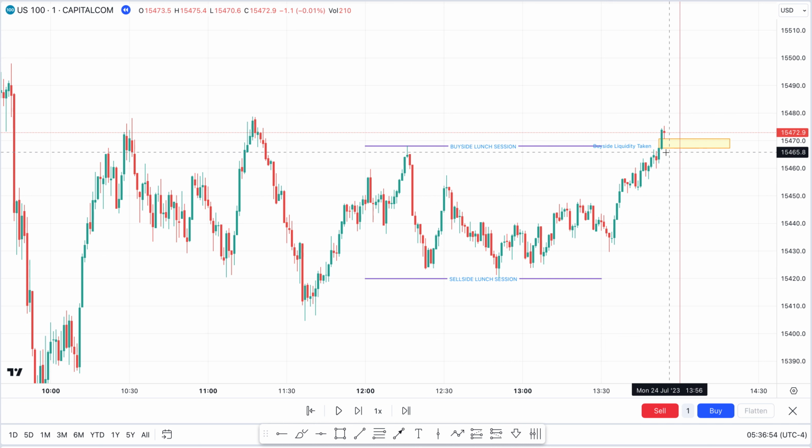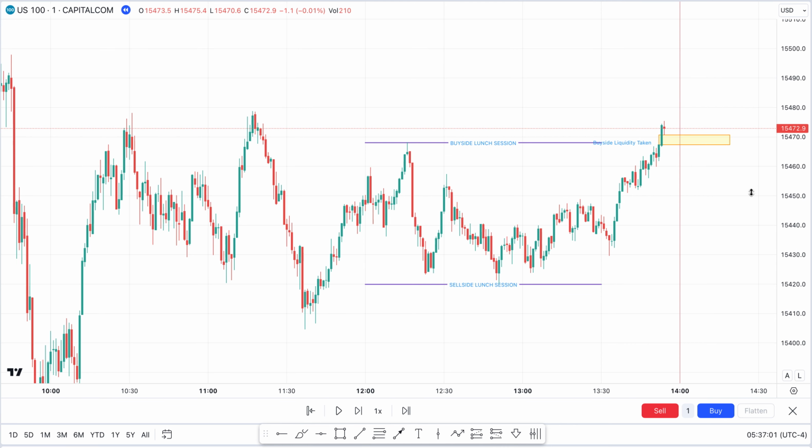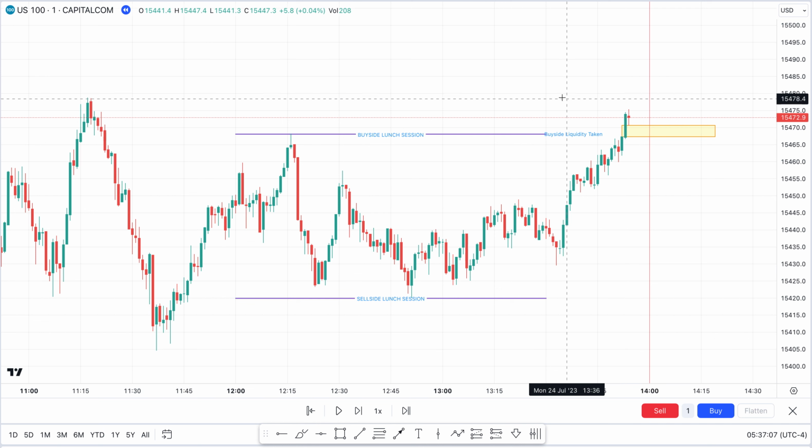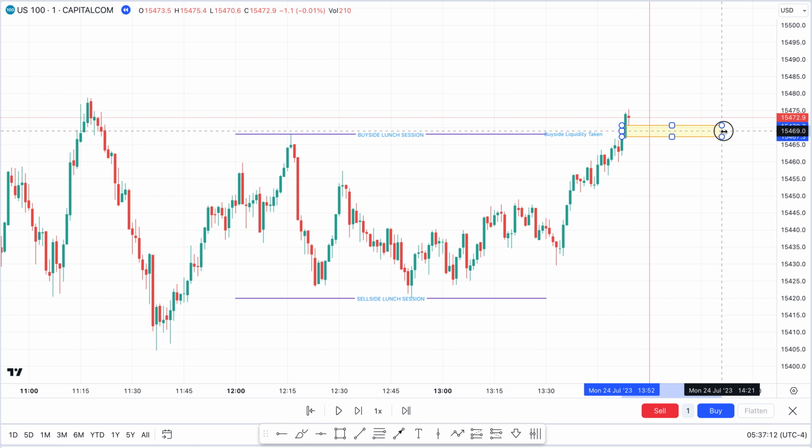So then this first fair value gap has to be respected. If it's respected, I will see upside movement. If it's disrespected, and by disrespected I mean the low of that fair value gap is taken out within the first 20 candles. So I usually have a 20 bar range here.